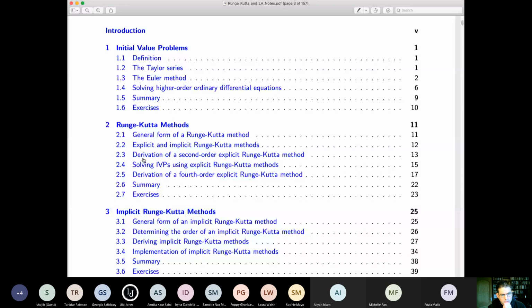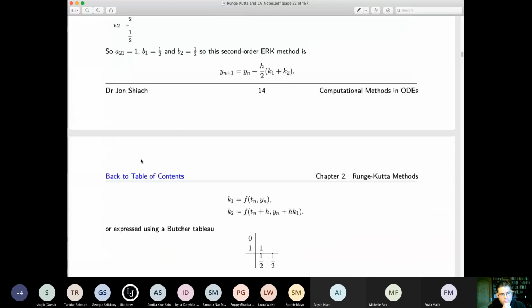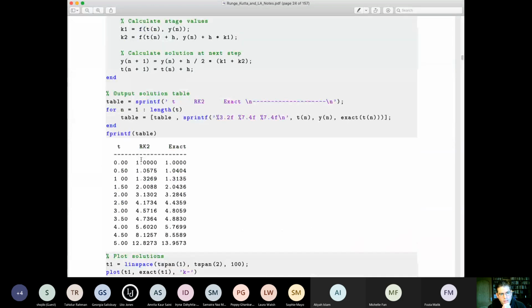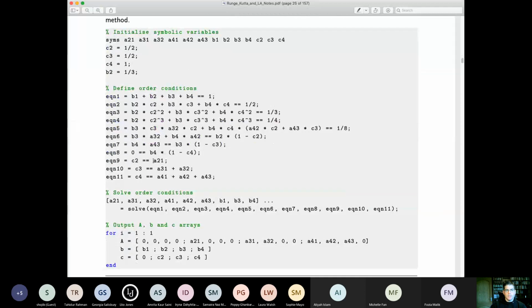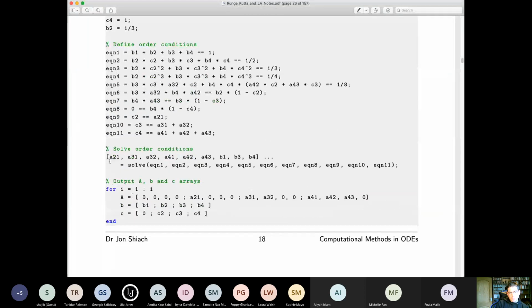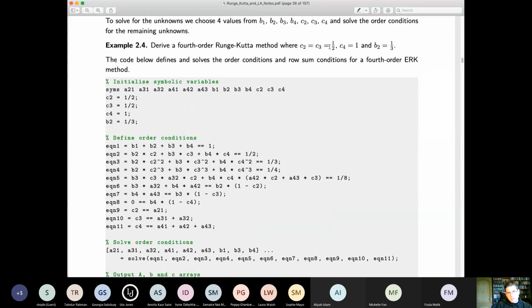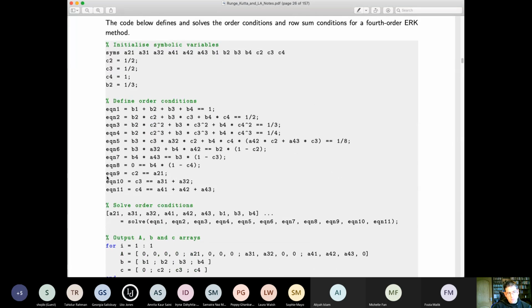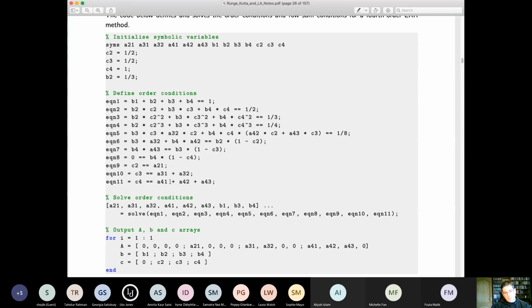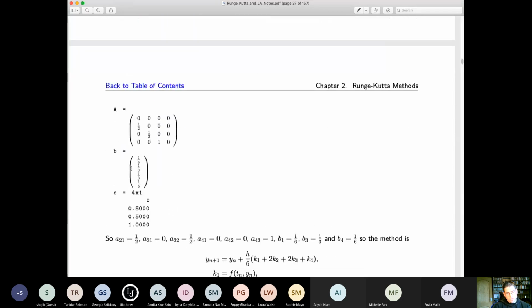Okay, so the question asks you to derive a fourth order explicit Runge-Kutta method. Here we are, this is example 2.4 on page 18. With the one in the notes, these values for C are the ones you're given. This code here will allow you to calculate the solution for our A, B, and C values.